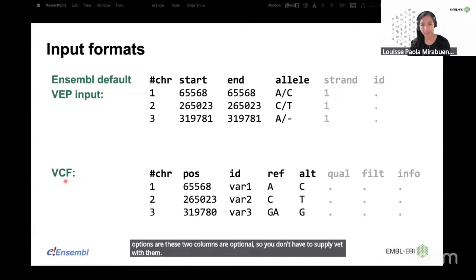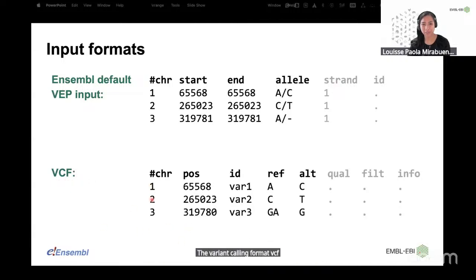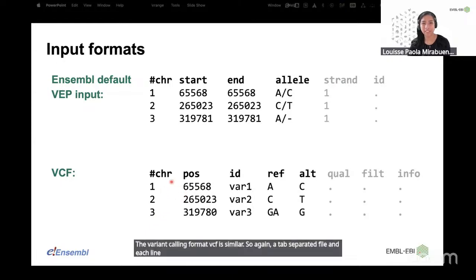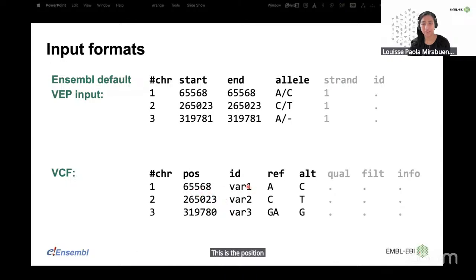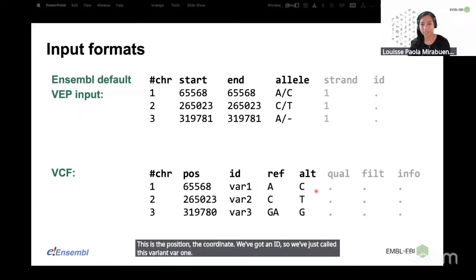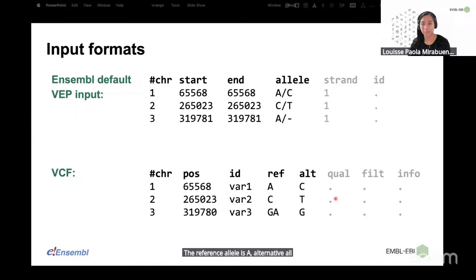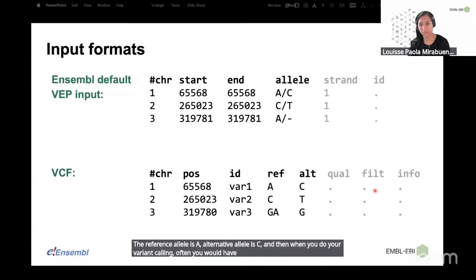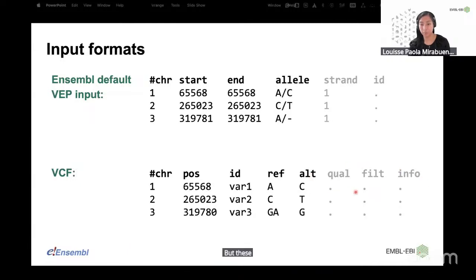The variant calling format, VCF, is similar. Again, a tab-separated file, and each line represents one variant. This first variant is located on chromosome 1. This is the position, the coordinate. We've got an ID, so we've just called this variant var1. The reference allele is A, the alternative allele is C. When you do your variant calling, you would often have some additional information as well, but these columns are optional, so you don't need to supply VEP with them.